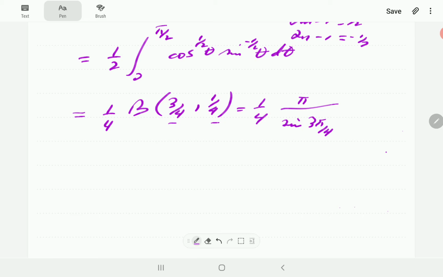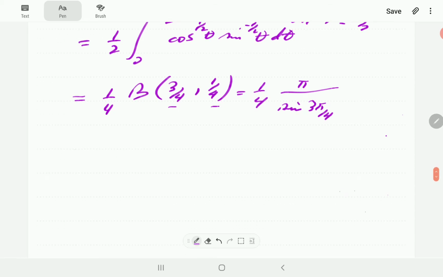But sine 3 pi over 4 is exactly the same as sine pi over 4, because sine in the second quadrant is positive, exactly the same as the angle with the same reference in the first quadrant. So this is 1 over 4 times pi over sine pi over 4, which is 1 over root 2.